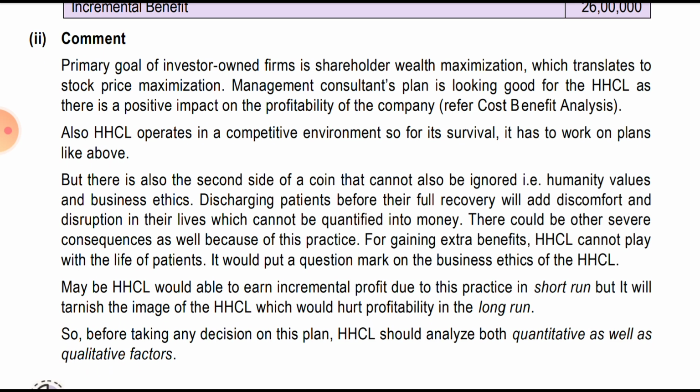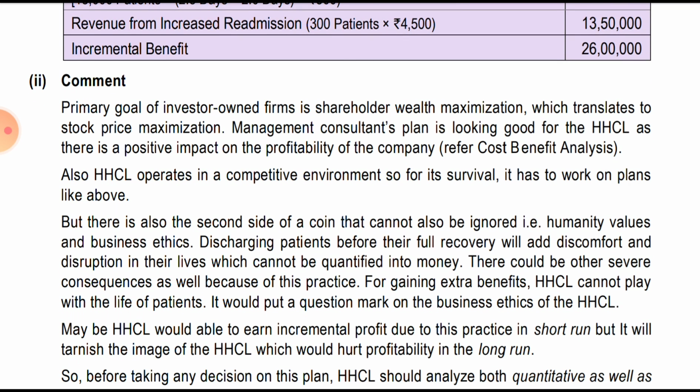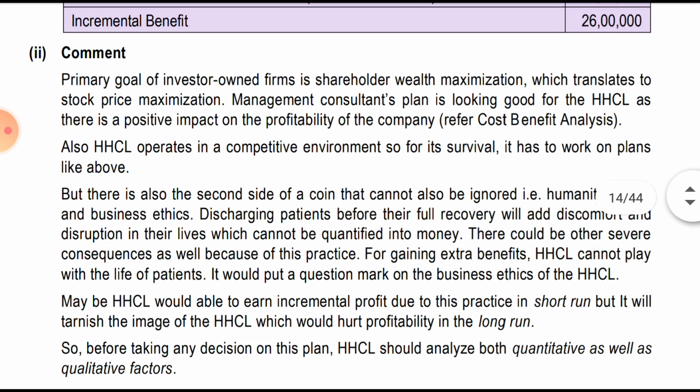The management consultant plan is looking good for HCL, as there is a positive impact on the profitability of the company. Since it is a positive impact, there is an incremental benefit of 26 lakh. So the company will prefer the management consultant plan. Also, HCL may operate in a competitive environment, so for survival it has to work on plans like the above.